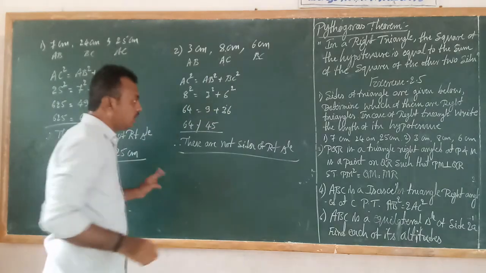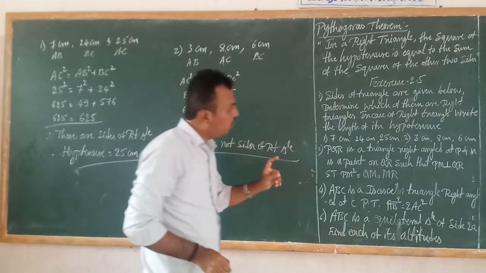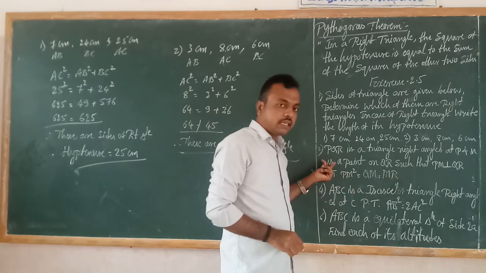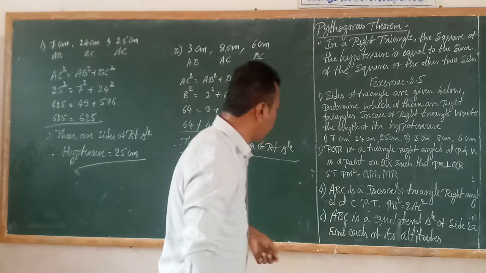Understand? So like that, question numbers 3 and 4 are there in the first blank, you have to check it in your home. Okay, shall I go to the second question? Yes. So question number 2.